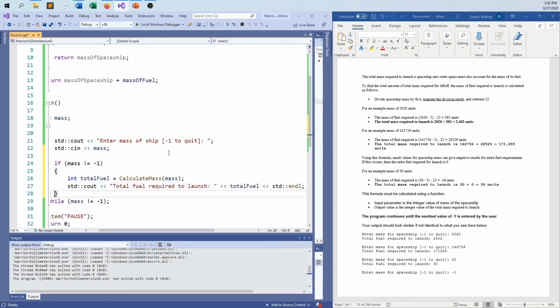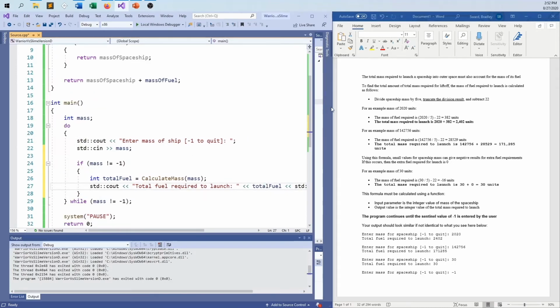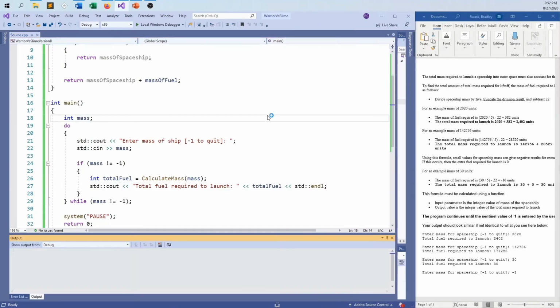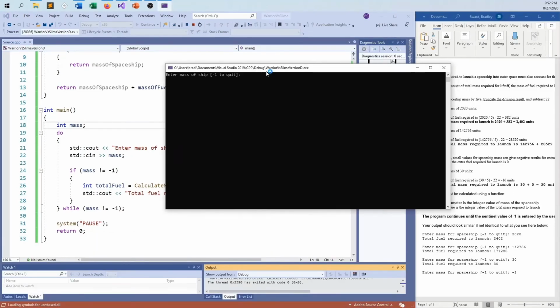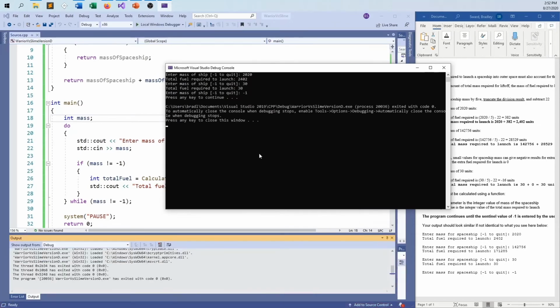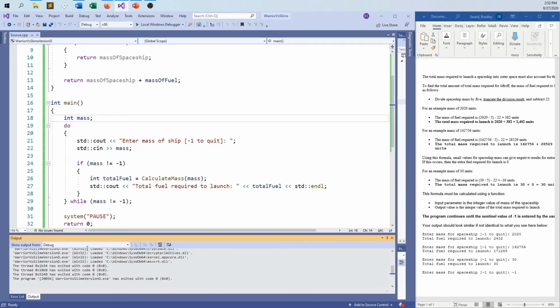Because you're putting that if mass does not equal negative 1 in two places. Oops, let me move this out of the way a little bit more for you guys. Okay, so now you can try that out. 20, 20, 30, negative 1, the program quits out. So that's using a do while loop.